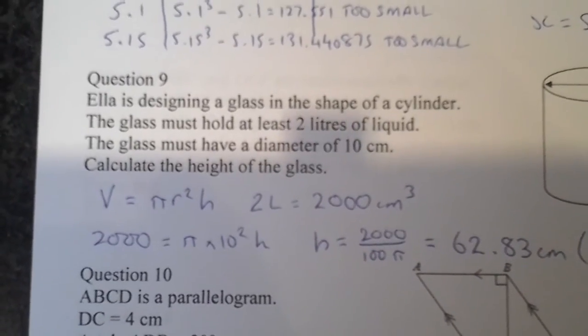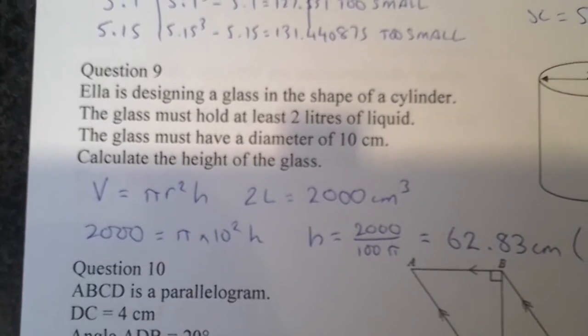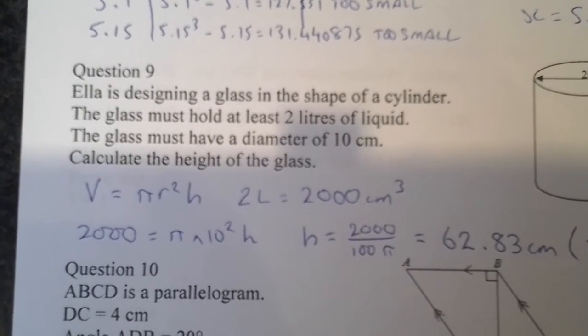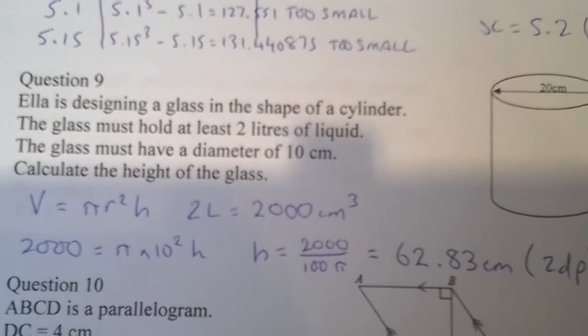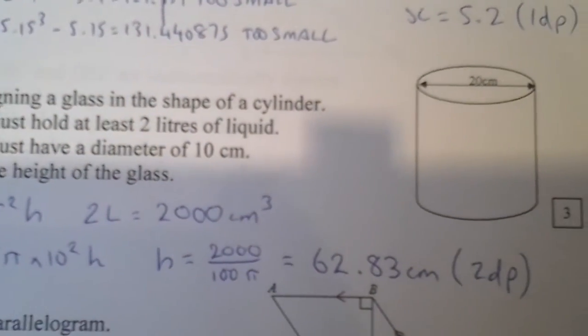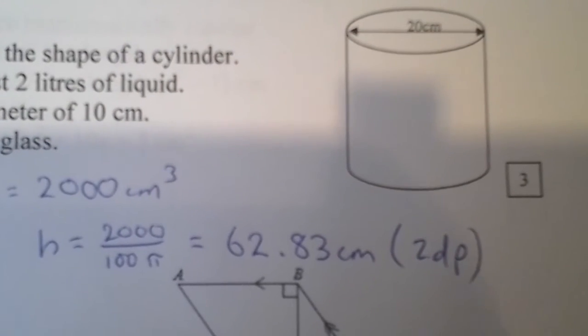Question 9, state the volume of a cylinder, show that 2 litres is 2,000 centimetres cubed, substitute this into the formula, rearrange it, and it works out as 62.83 rounded to 2 decimal places.